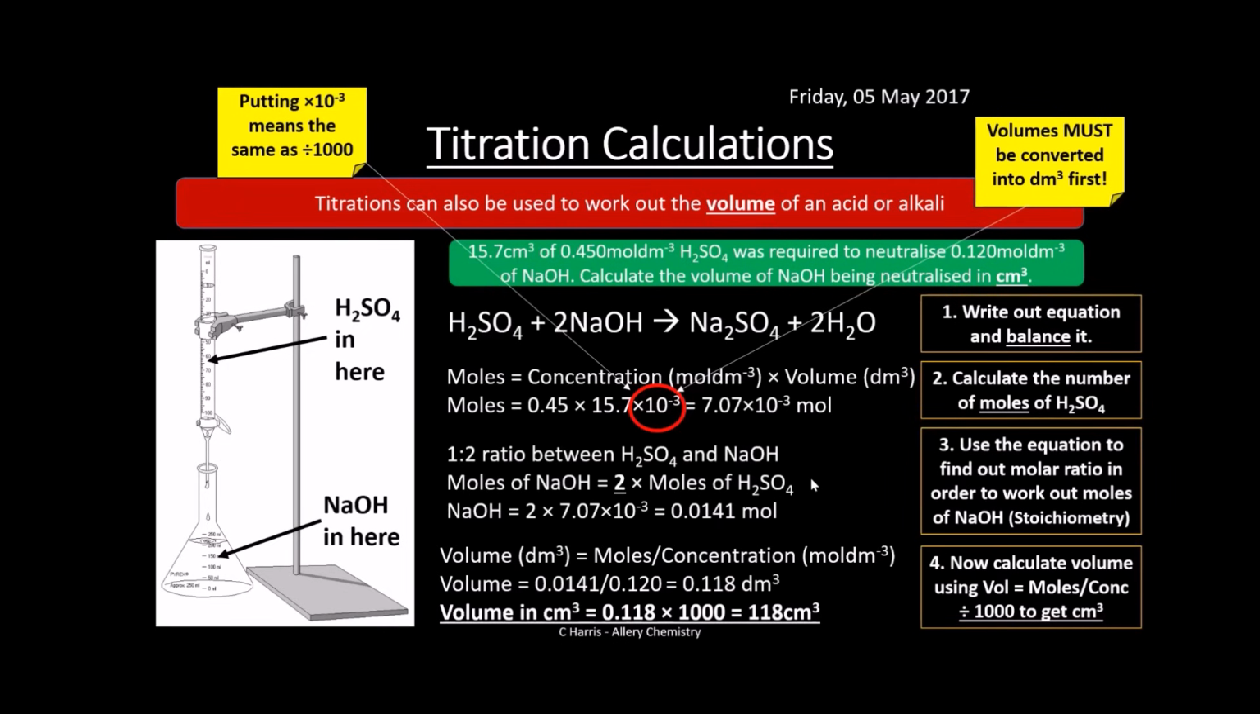And then we need to work out the volume. So the volume is basically the number of moles divided by the concentration. So the volume is basically 0.0141, that was the number of moles that we've worked out before, divided by the concentration, which we already have. There it is. There's the concentration, 0.120. Stick it in, and we get 0.118 decimeters cubed.